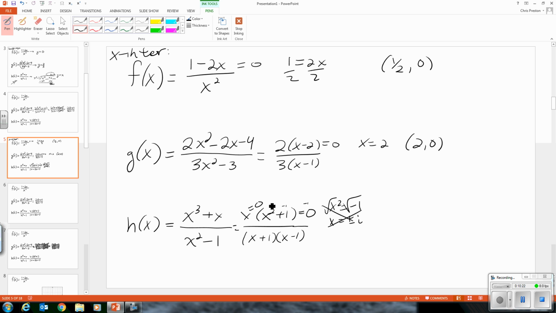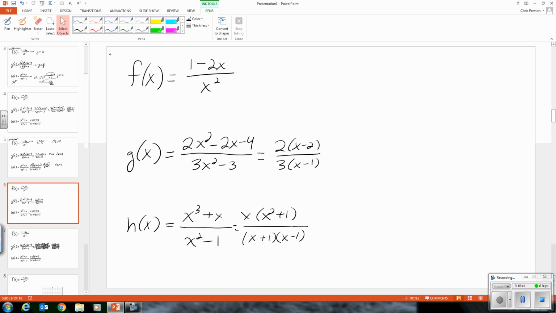But this part, x could equal 0, in which case I have 0, 0, and you go, well, yeah, sure, of course, because I got the y-intercept to be 0, 0. I have to get at least one x-intercept to be 0, 0 as well, since the origin is on both of those. So what makes the top 0? That's what you're looking for with the x-intercepts.